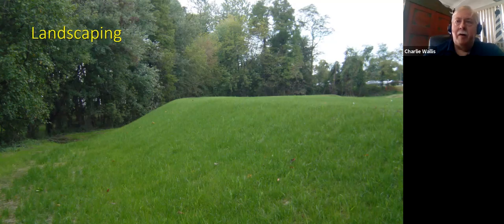And then finally, this is what landscaping should look like for a dam. It should be just clear, clean grass on a good stand with no woody vegetation. This way you can inspect it and clearly see if there's a problem.